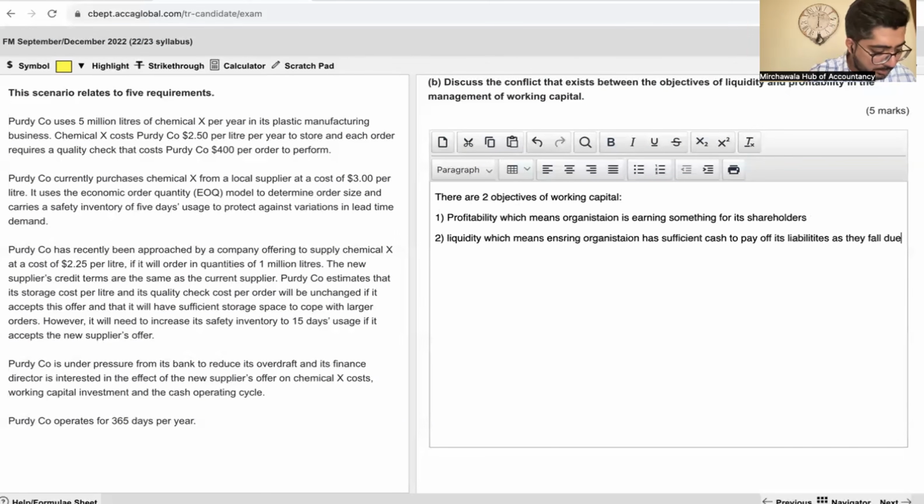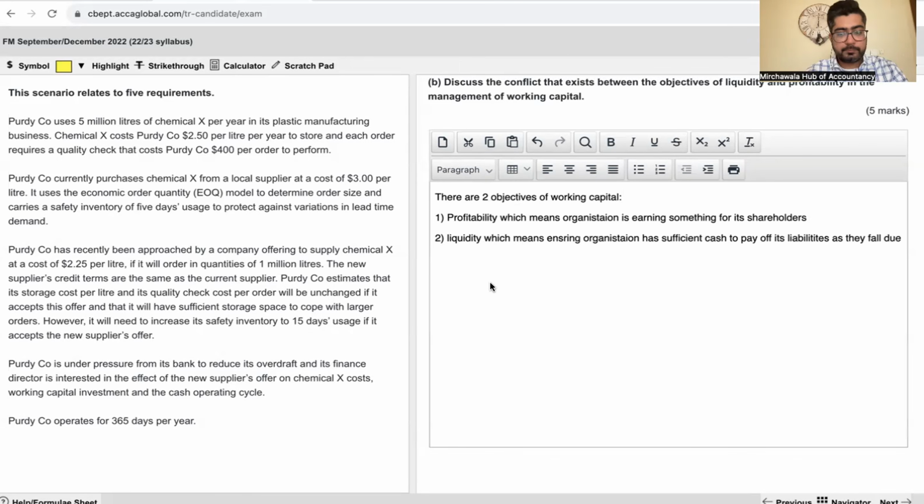But it didn't ask you the definition of profitability and liquidity. It just asked the conflict that exists between profitability and liquidity. So I first thought there are two objectives of working capital, profitability and liquidity. Profitability means you are earning something for shareholders. Liquidity, you have sufficient cash to pay off liabilities. Okay.